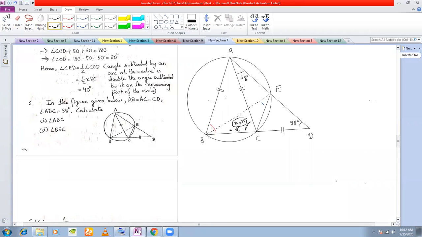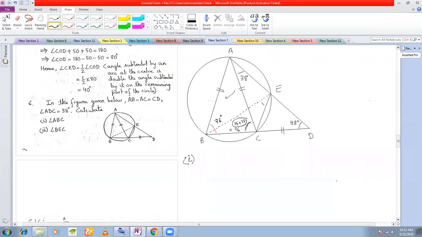76. Now if you look at this triangle ABC, the side AB and AC are equal. Therefore, again, if you apply that theorem that angles opposite to equal sides are equal, you can say that if this angle is 76, this must also be 76. So that is done.